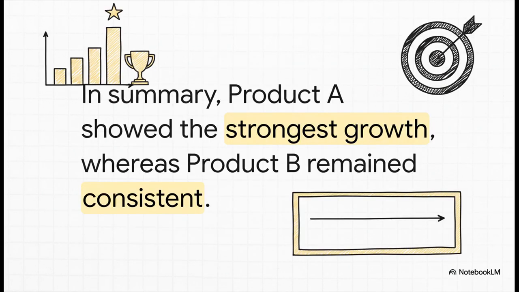And finally, we've got step 4, the conclusion. Think of this as your mic drop. It's your final takeaway. What is the one single, most important point you want people to remember? Something like, in summary, product A showed the strongest growth while product B remained consistent. It's the very last thing your audience is going to hear or read. So you want to make it a super clear and memorable summary of the main event.